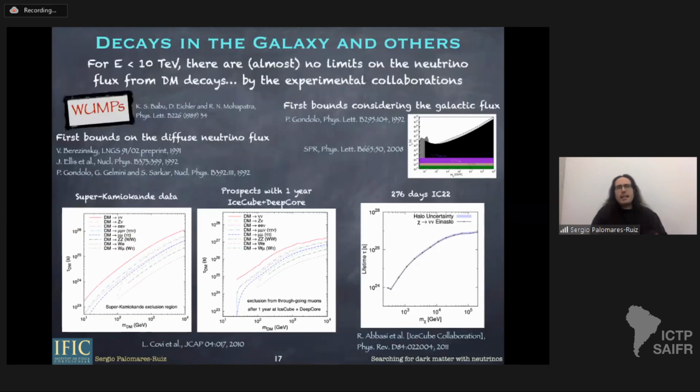Okay, so what about decays in the galaxy? Actually, for energies below 10 TeV or so, which means masses below 10 TeV or so, there are almost no limits on the neutrino flux from dark matter decays computed by the experimental collaborations. Actually, in the late 80s, more than 30 years ago, there was a paper that proposed a name, which I quite like, for these kinds of candidates, in contrast to WIMPs.